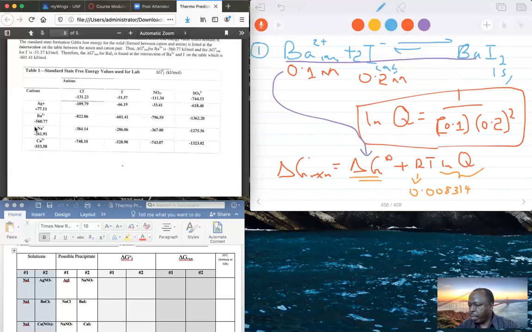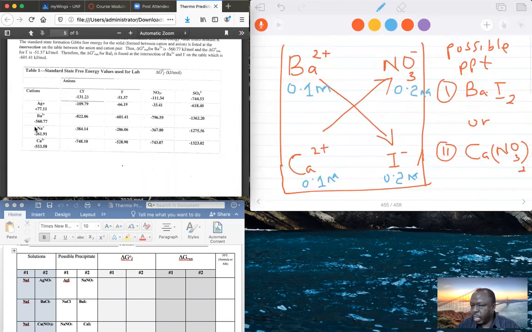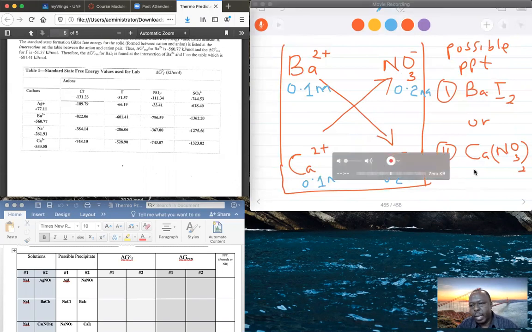If you end up with a positive value, you say that this one will not spontaneously form. Or if it is negative, it will spontaneously form. If it is positive, it will not. If it is negative, yes, it is. So you'll do the same thing for what? You'll do the same thing for calcium nitrate.